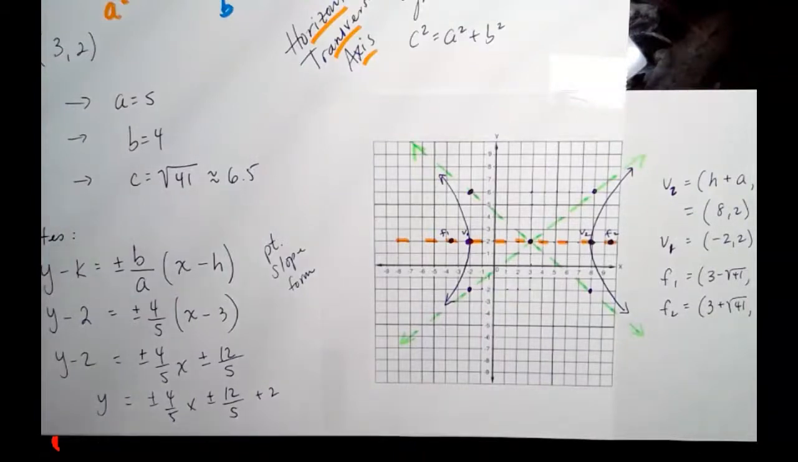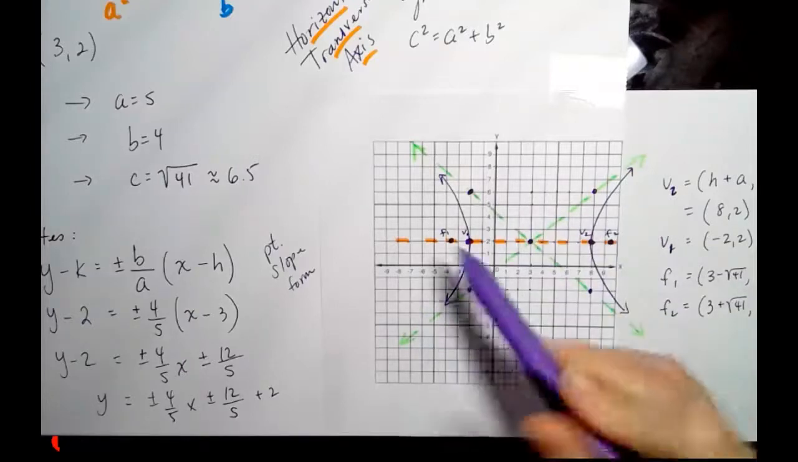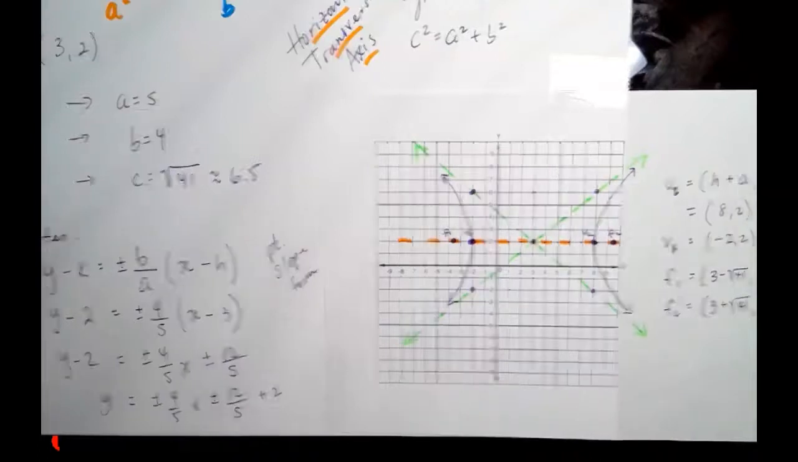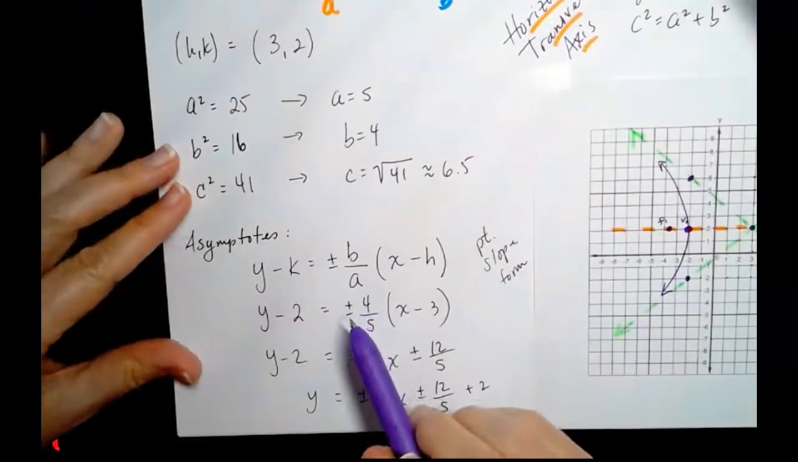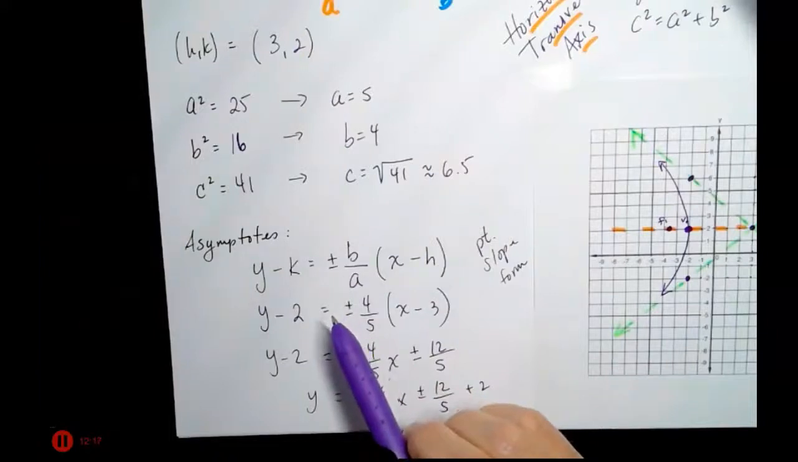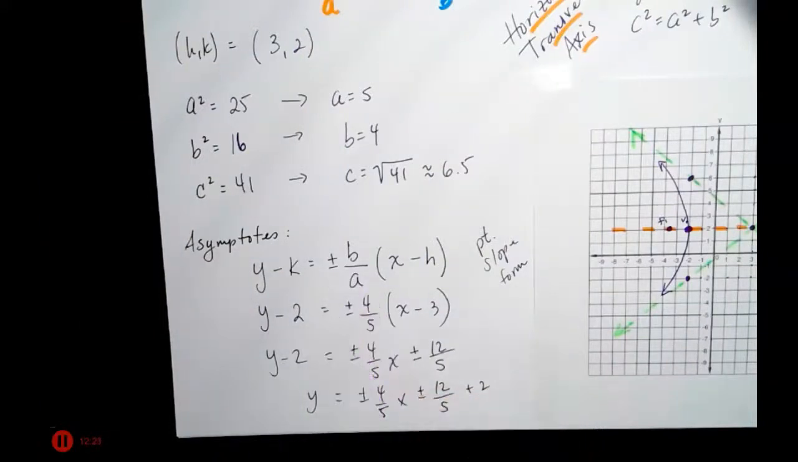We know where the center point is, we know where the vertices are, we know where the foci are, and we know where the asymptotes are using this particular formula. So B over A is for a horizontal transverse axis, and it's going to be A over B for a vertical transverse axis. I'm sure we will see that in the practice problems.